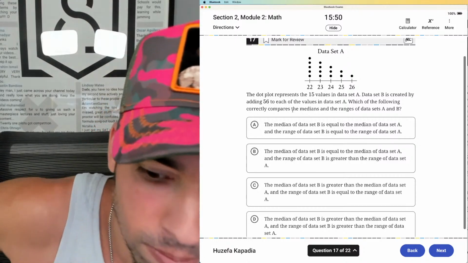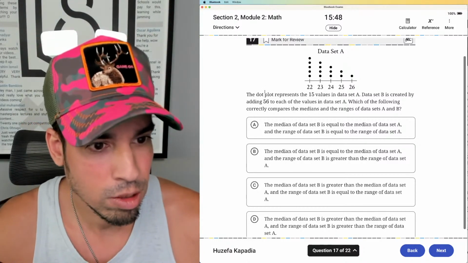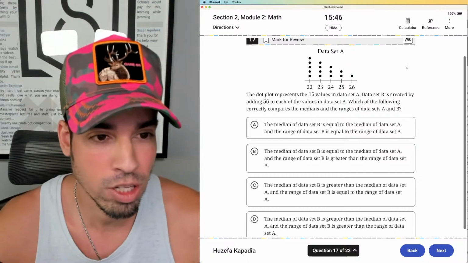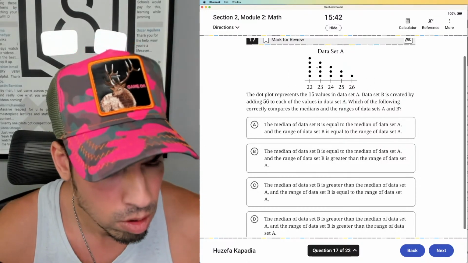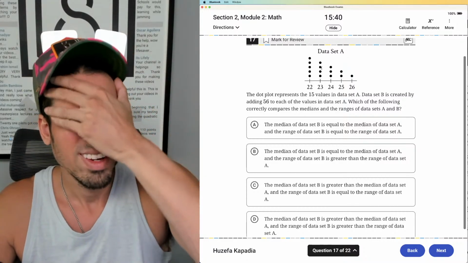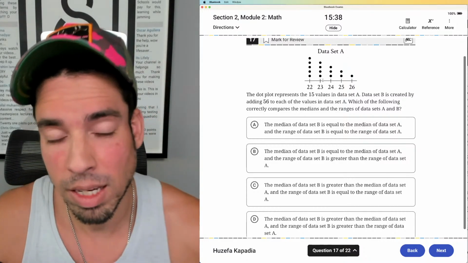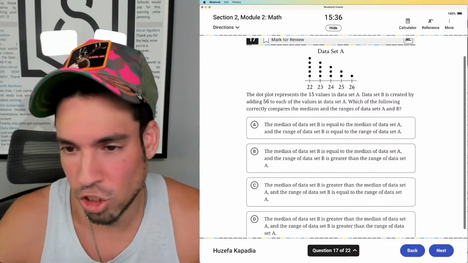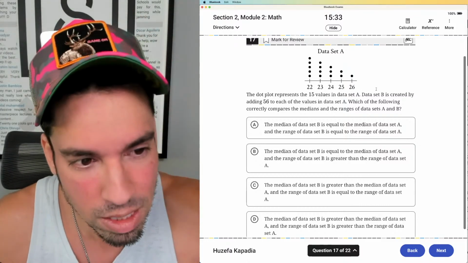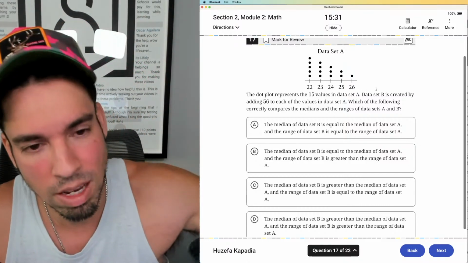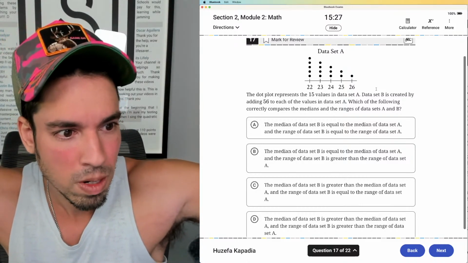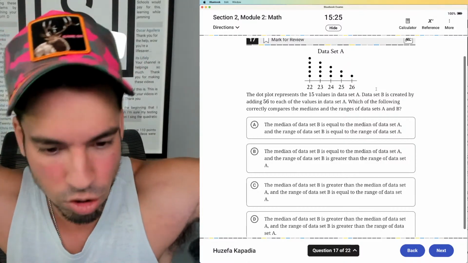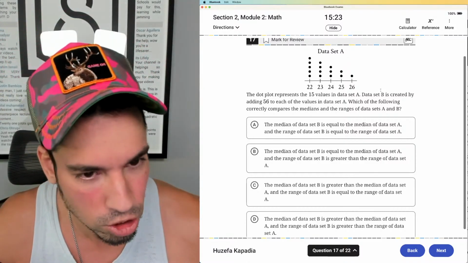You could do this in Desmos. It's just going to take so much typing because you're going to have to add 22, 22, 22, 22, 22. Okay, let me put it like this. The ranges aren't going to change. So if you know that baseline amount of information, when you add 56 to every value, you're still going to have a range of 4. 22 to 26 or 78 to 82, still going to be the same, so the ranges aren't going to change.